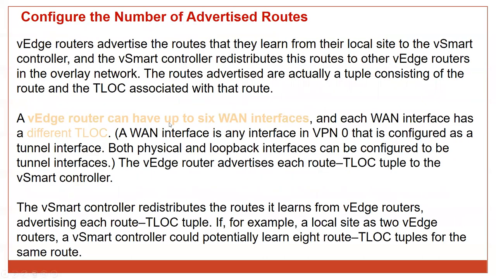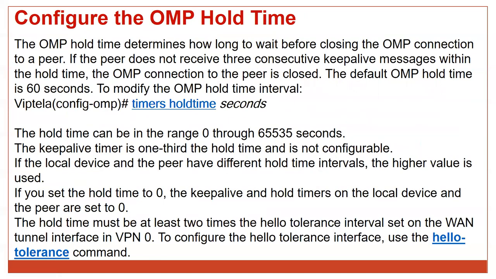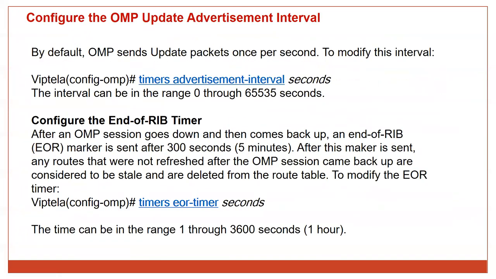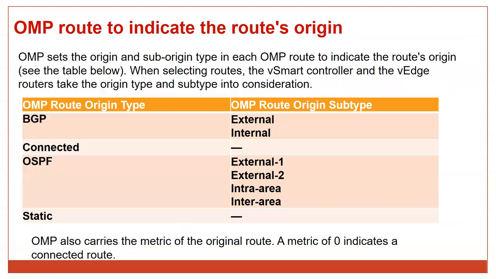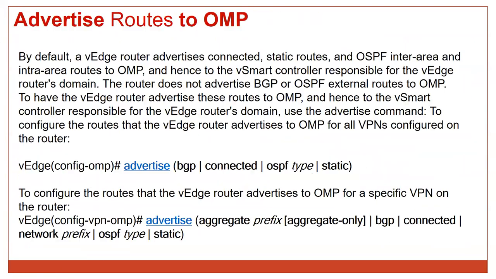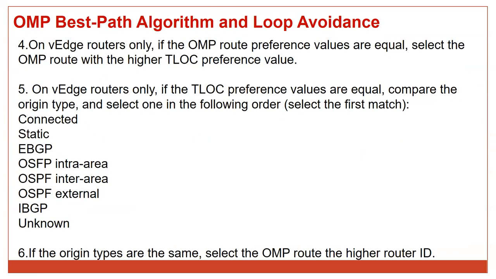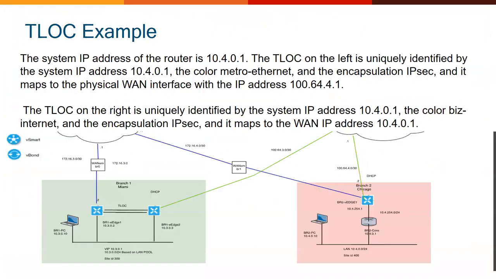Some terms are there. How many maximum WAN interfaces we may have? How many paths can OMP learn or advertise? Those things will be there. So many concepts are there. What is end of RIB? What are the different types of timers? I told you long back that I will explain these things. It will take more than an hour and 30 minutes to discuss all these concepts.